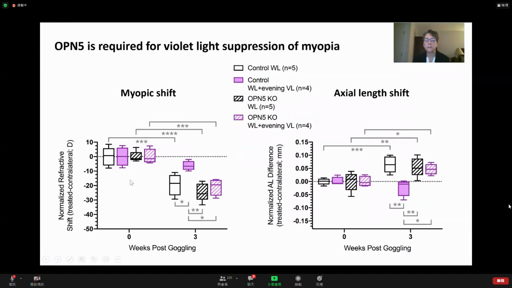So when we look at these mice, you can see that in the white light, or the white light plus the evening violet light, we have the shift with the white light, the prevention of the shift with the violet light. But in the OPN5 knockout mice, we do not see the protective effect of the violet light. And we see that both in the myopic shift as well as with the axial length.